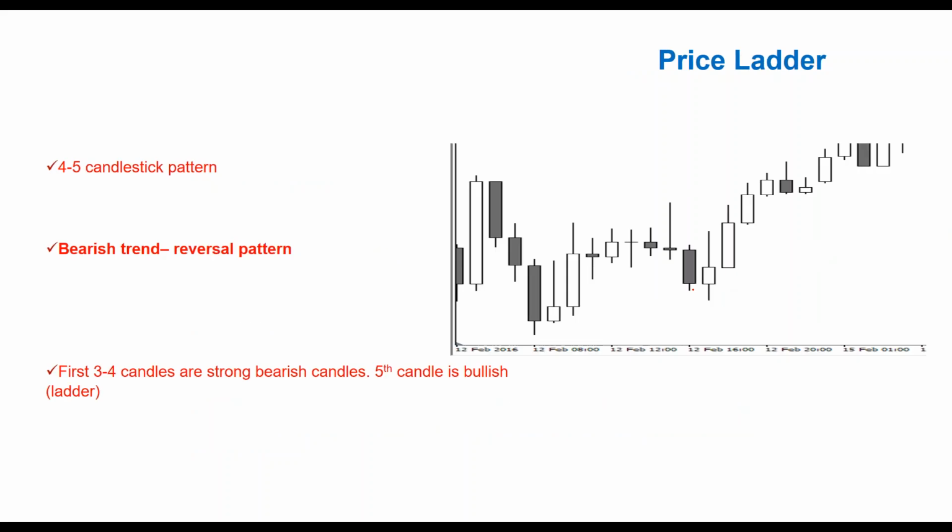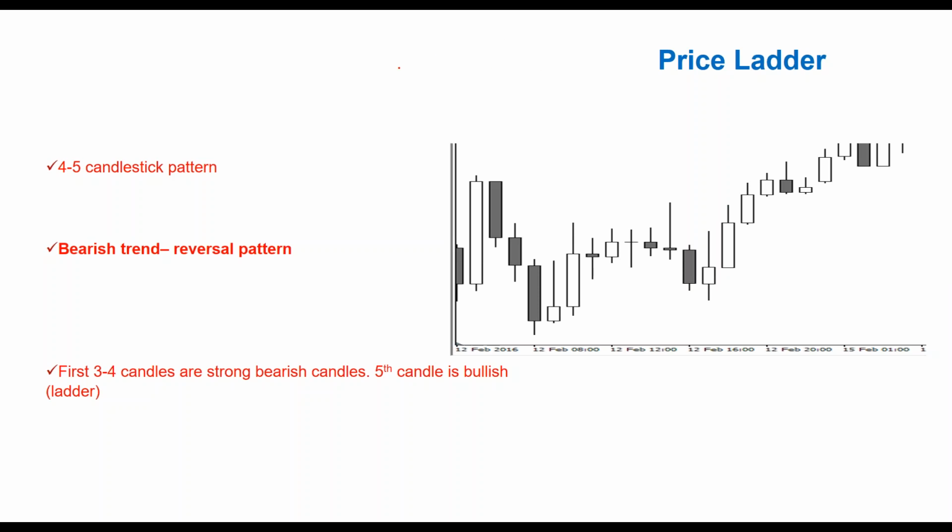Next one is the so-called price ladder. This is a 4 to 5 candlestick pattern. I'm not sure that Mr. Steve Nison actually talked about this, and I don't know if this was originally his pattern, but I know this pattern from a long time ago. I need to say it can be very confusing because it's actually a reversal pattern.